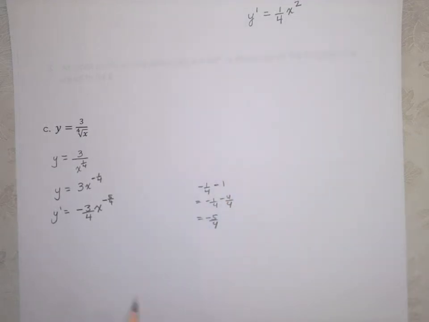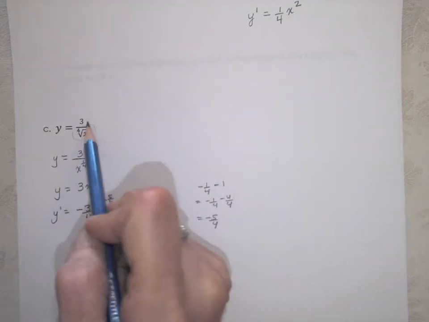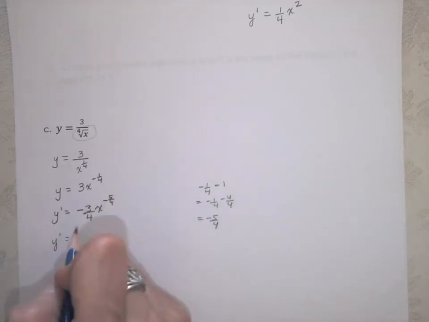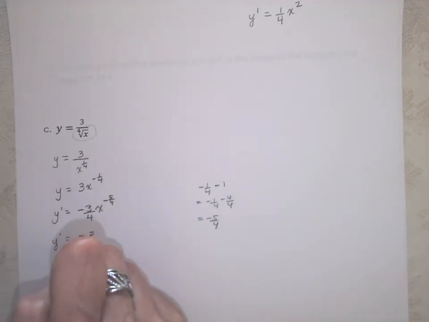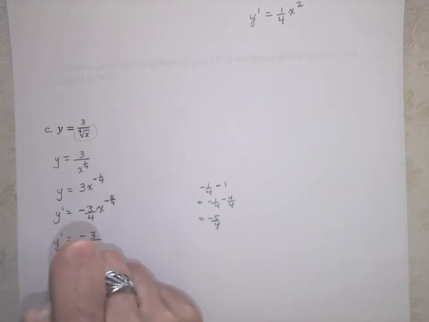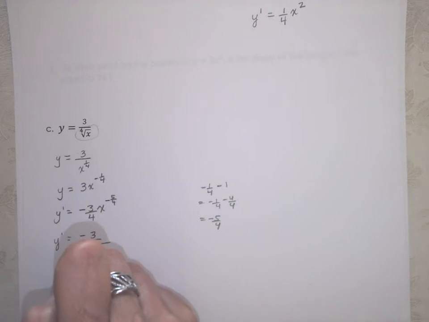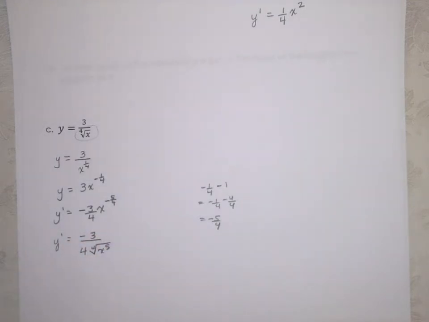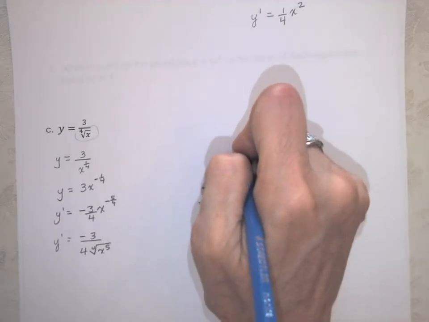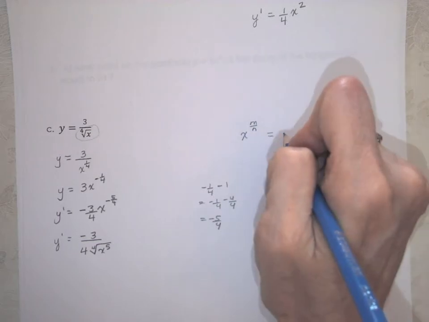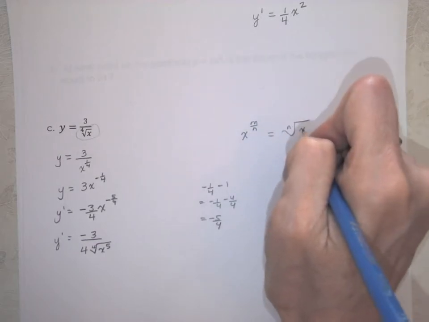But then we don't want our final answer containing a negative exponent. We want it written in radical form like the question was given. So we would write y prime equals negative 3 over 4 times the fourth root of x to the 5th. Remember that we learned in grade 11 that x to the m over n is the same as the nth root of x to the m.